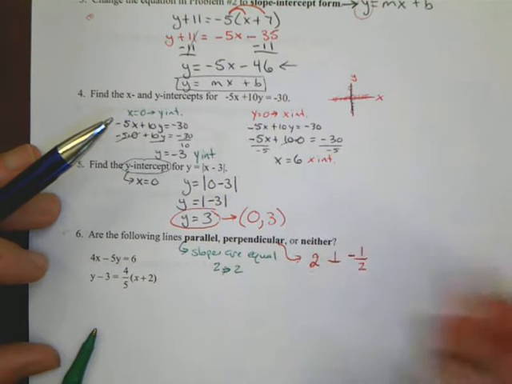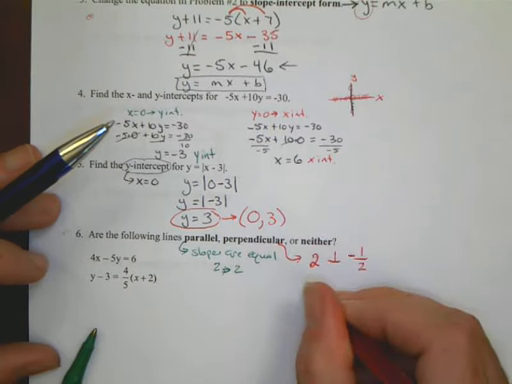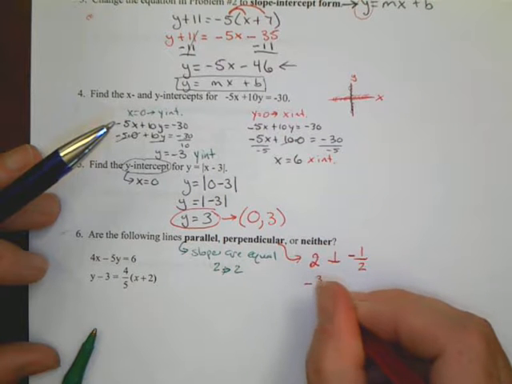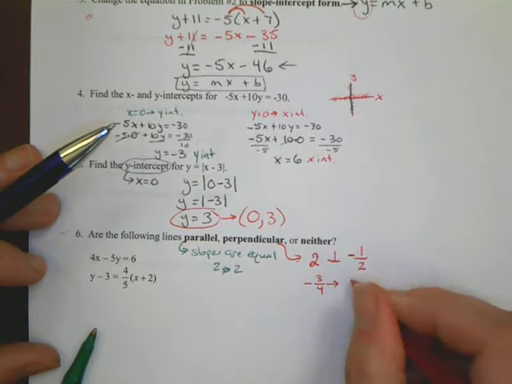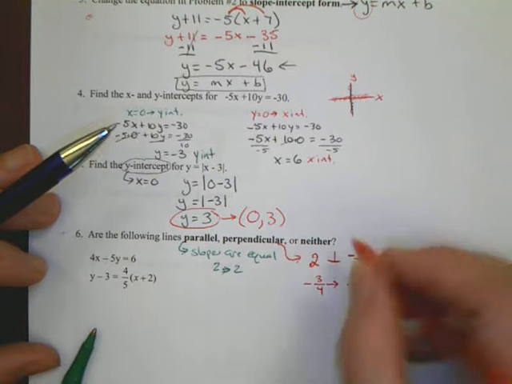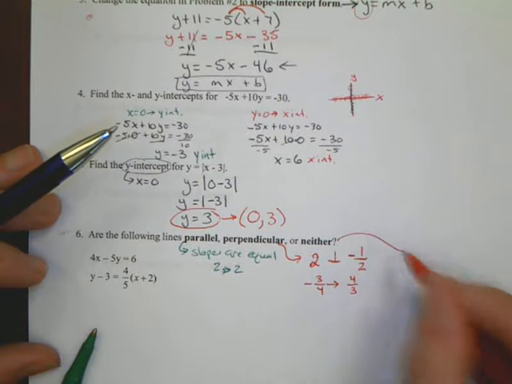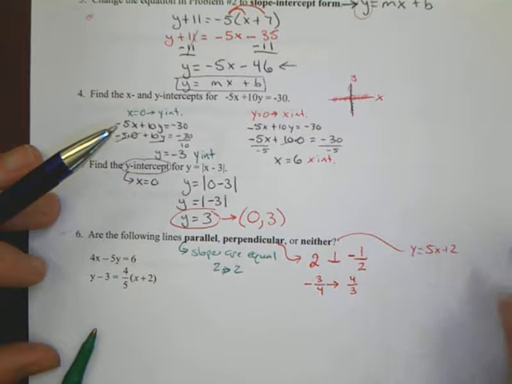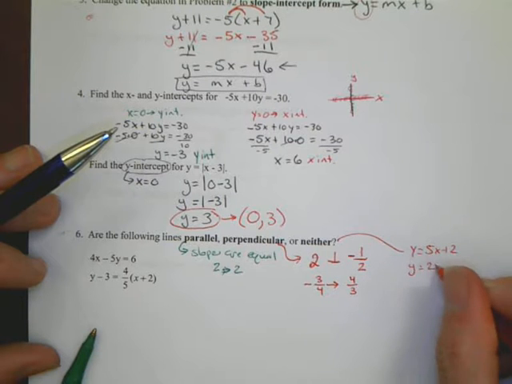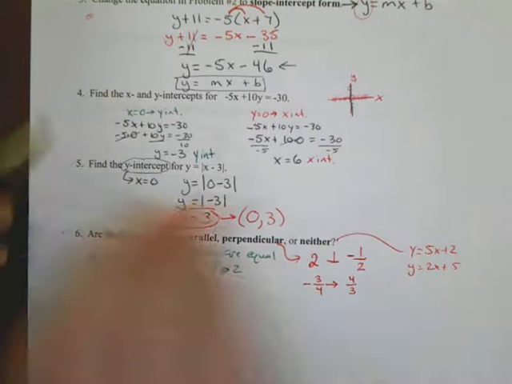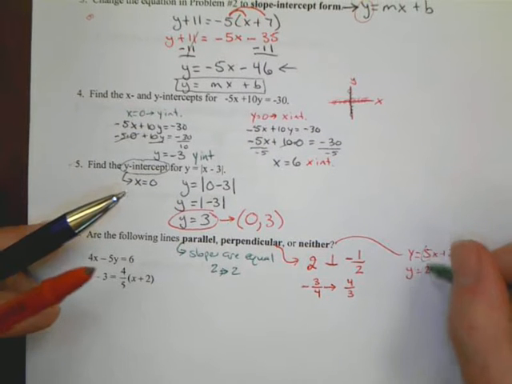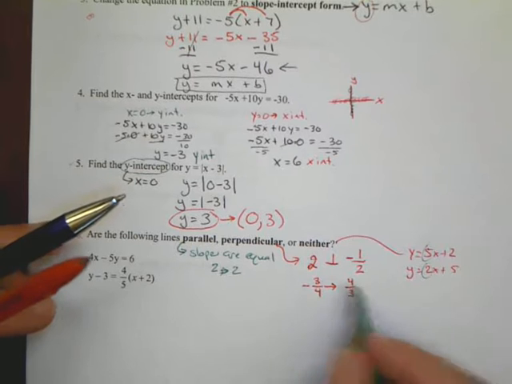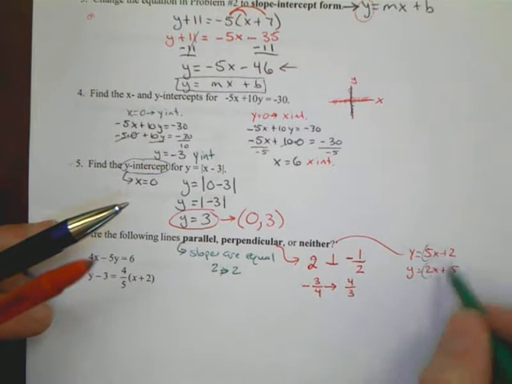Let's say, for example, that the slope given to you was negative 3/4. If I wanted to find a perpendicular line to that, I'd flip them, and I go 4 over 3, and I'd make it positive. Neither would mean they don't match at all. So if I had y equals 5x plus 2, and the other one was y equals 2x plus 5, I see that my slopes have nothing in common. That's a 5, that's a 2. It's not equal, it's not the opposite inverse of it, so we're just going to leave it and say that's a neither.